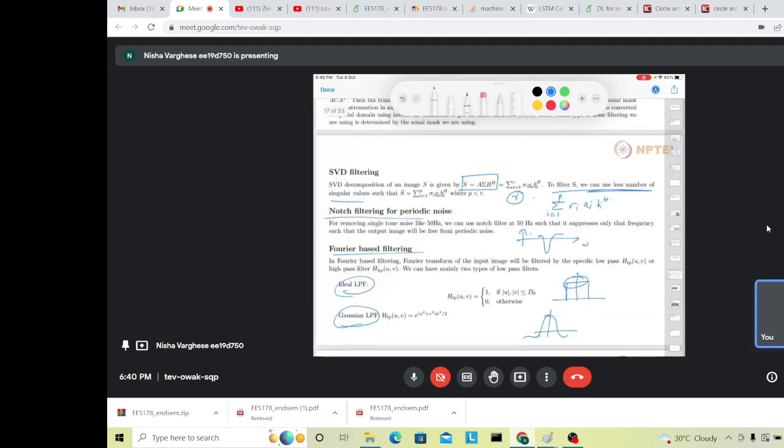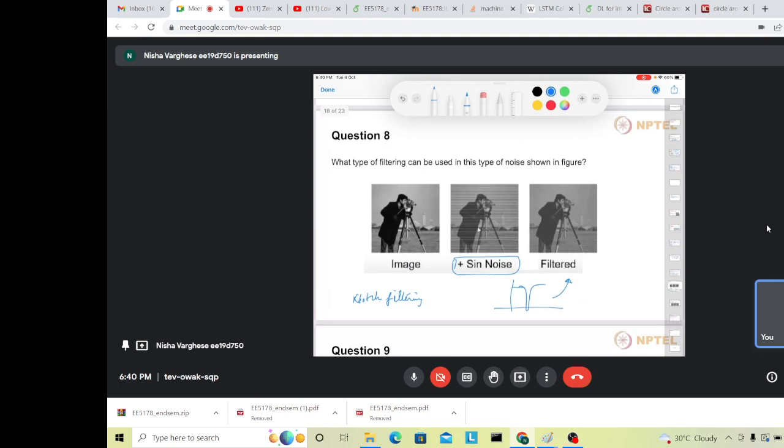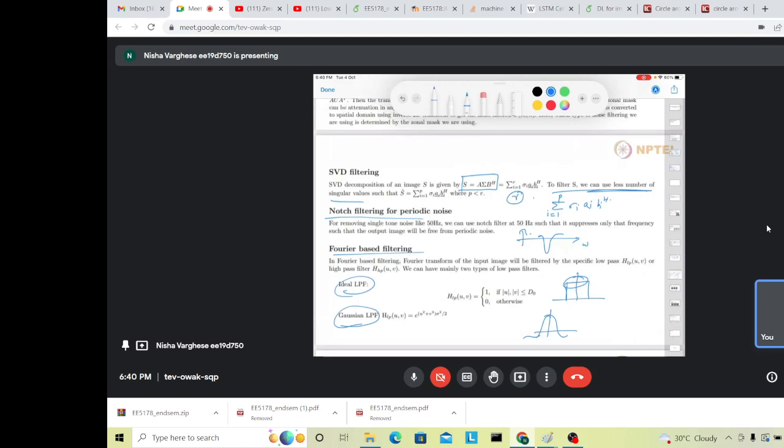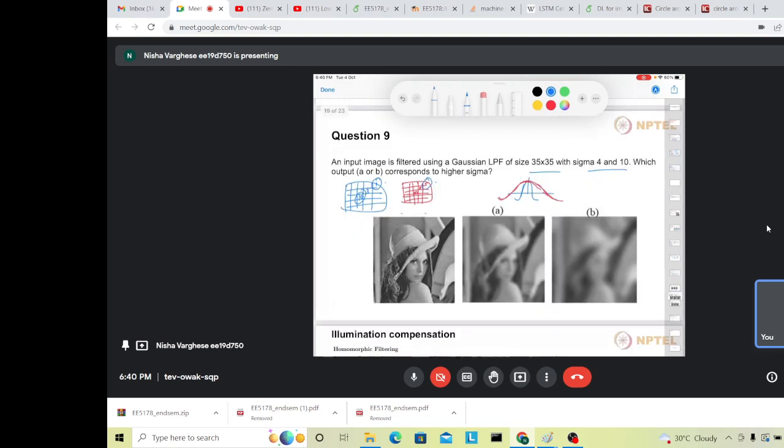So the output of a filter with higher sigma will be a blurred version, since far away pixels will also be accommodated into a particular pixel. So this 10 sigma value will look like this, and this 4 sigma value will look like this. So here it has higher sigma.